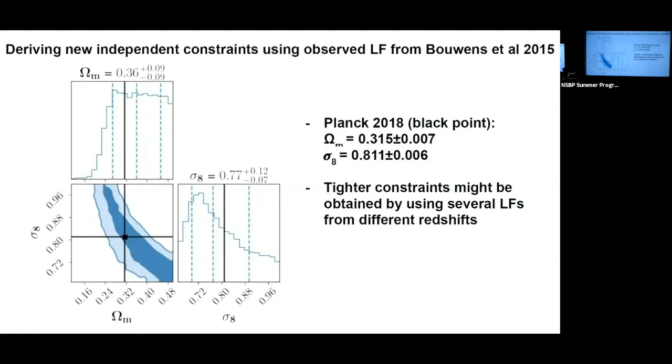But we can see that our contours are not tight enough. We can make our contours tighter by including luminosity functions from different redshifts. We're just using a redshift of 6. Or we can also incorporate other constraints by including other functions such as the total star formation rate.